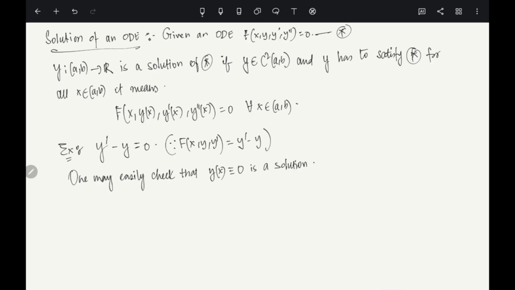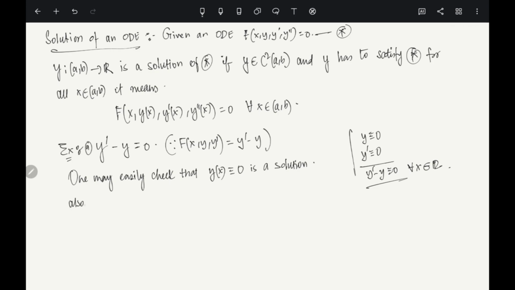Now you see y(x) equals 0. Does it satisfy the equation? Is it a twice continuously differentiable function on R? Of course it is. And does it satisfy the equation? You see, if y is identically equal to 0, y prime is also identically equal to 0. So y prime minus y will satisfy this equation for all x in R, right? So the second condition is also satisfied, hence this is an equation and solution.